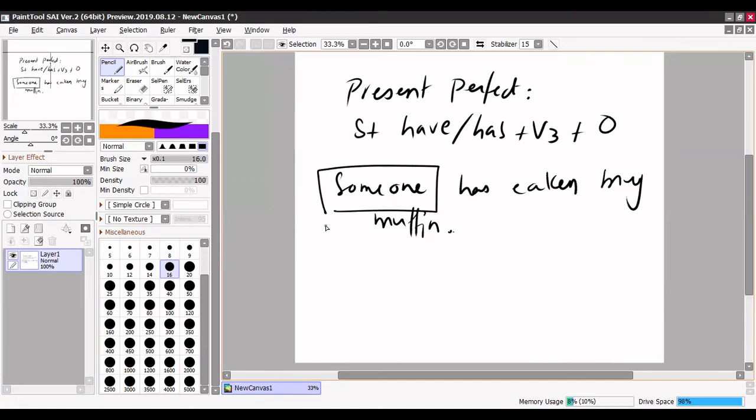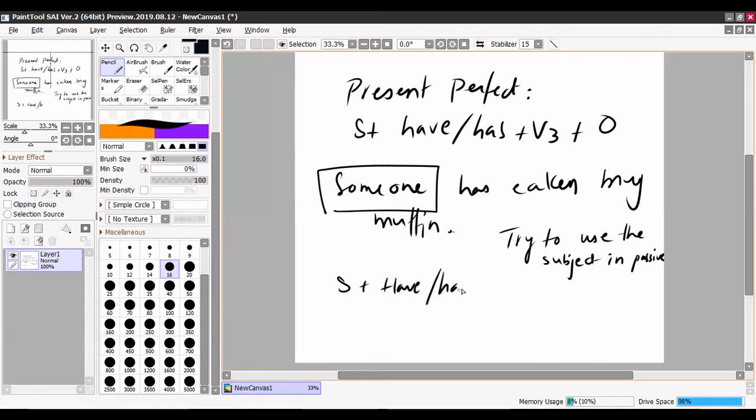So in passive it becomes subject plus have, has, and then been plus third form of verb plus object. Alright, so this is the structure for present perfect in the passive form, and it changes into my muffin has been eaten. So it can just simply become my muffin has been eaten. We remove the someone from here.